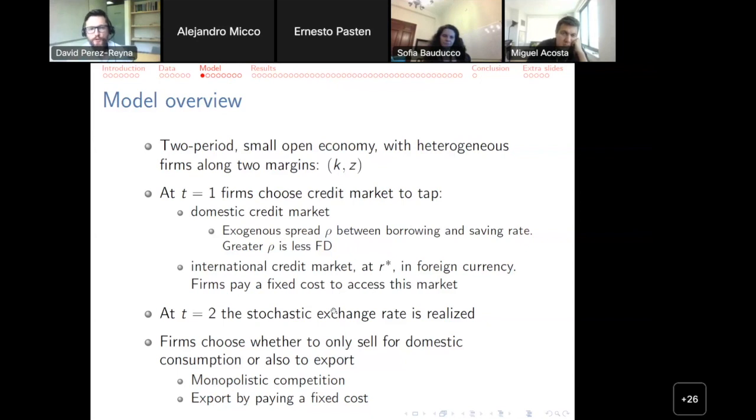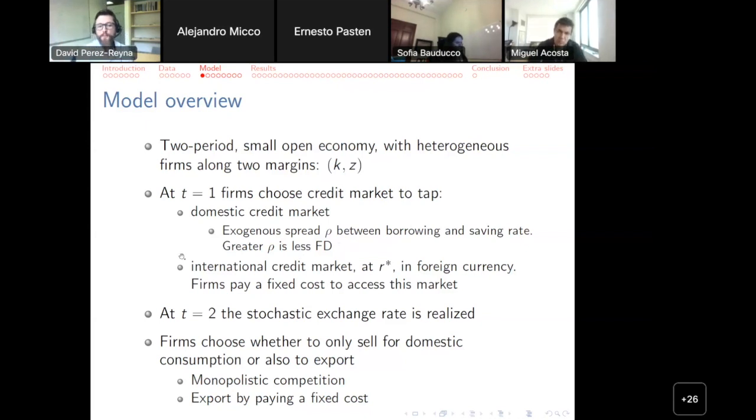So what I want to show you is a two-period small open economy. There's going to be heterogeneity. We're going to have heterogeneous firms along two margins, capital and productivity. In the first period, firms are going to choose which credit market to tap. They have two options. There's a domestic credit market, which is underdeveloped in the sense that there's an exogenous spread, which we denote by rho, between the borrowing and the savings rate. The borrowing and savings rates are endogenous, but exogenously there's this spread.